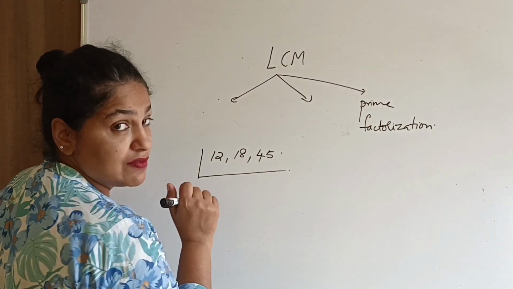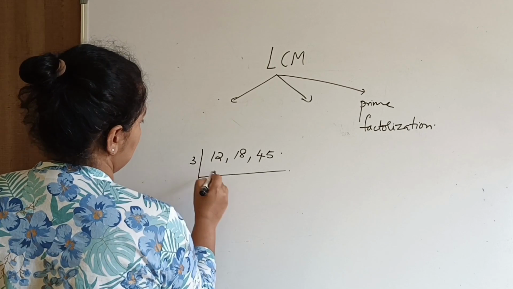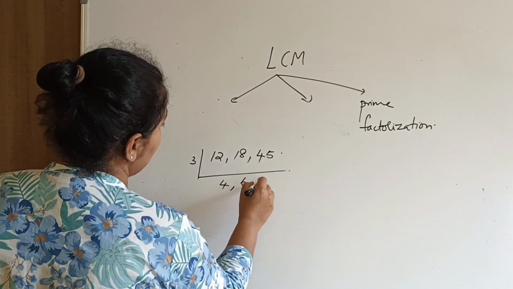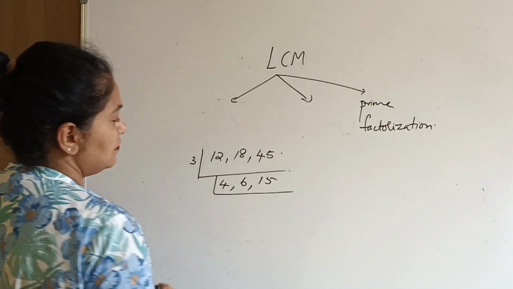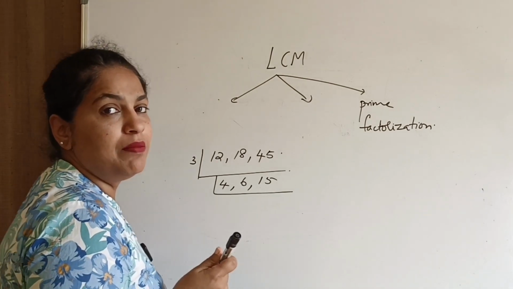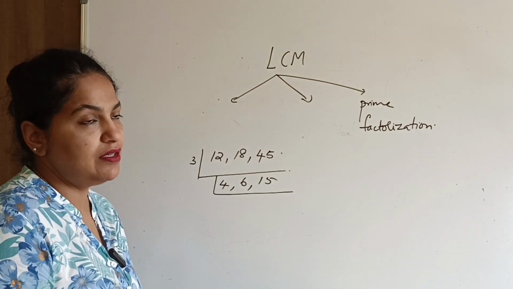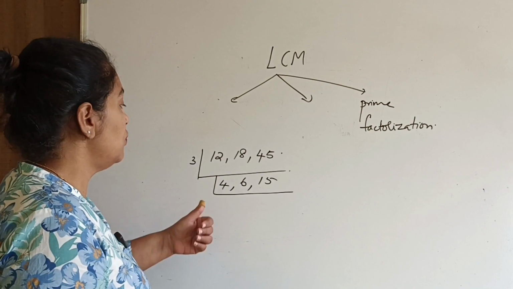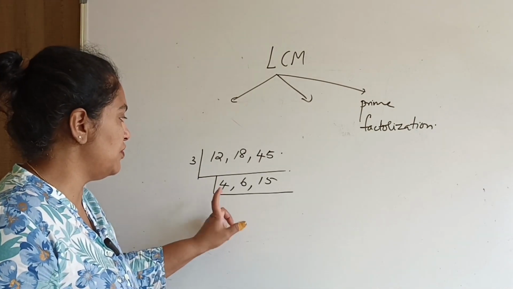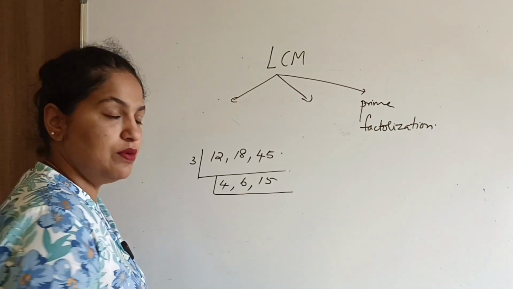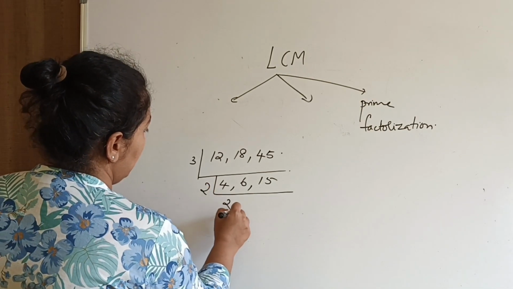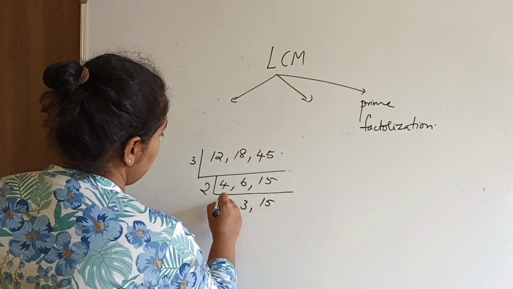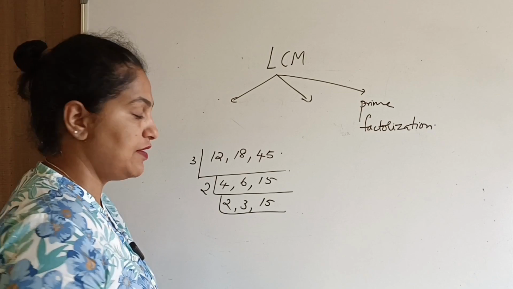These 3 numbers are divisible by 3. 4, 6 and 15. Now there is no number that can divide 4, 6 and 15, all the three numbers, so there is no common divisor. So I check for combinations. 4 and 6 are divisible by 2. 15 is not divisible by 2, so I am writing 15 as such.